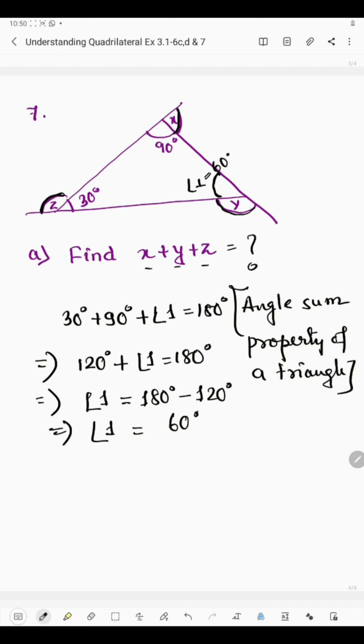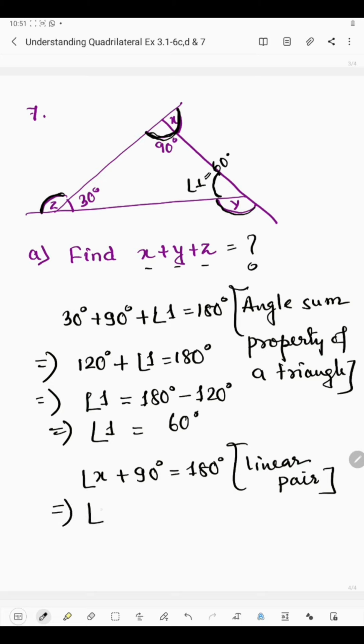Now we need to find the exterior angles one by one. Here we have got angle 1 as 60 degrees. Okay, so let us start with angle x. See, angle x and 90 degrees form a straight line. So the sum of these two angles makes 180 degrees, as these are a linear pair. So we'll write angle x plus 90 degrees is equal to 180 degrees. From here we can get the value of x, because 90 should be transposed to the right-hand side, so it will be 180 minus 90 degrees, which is 90 degrees. So the value of x is 90 degrees.